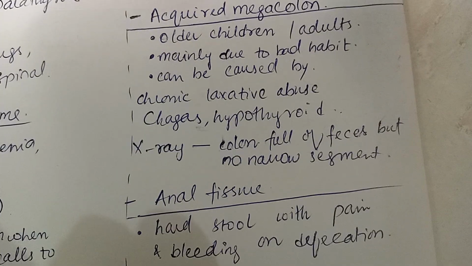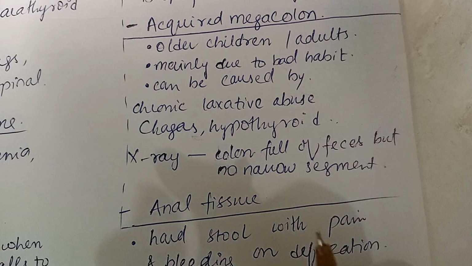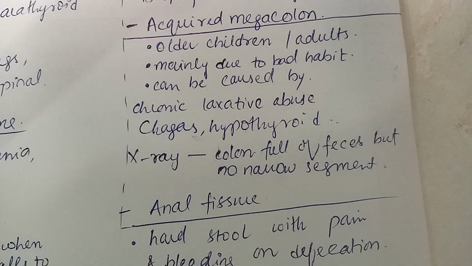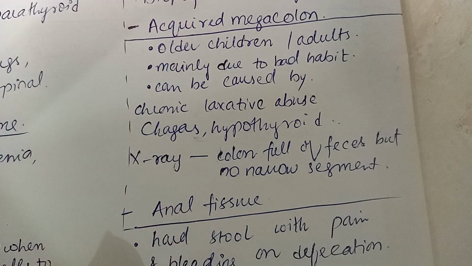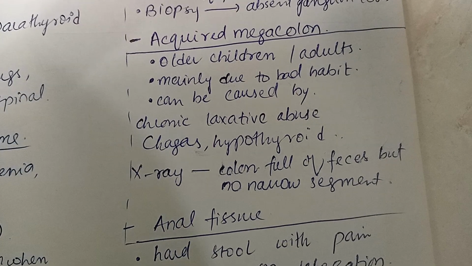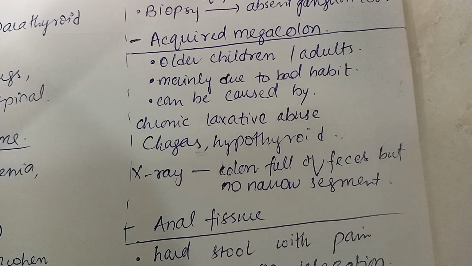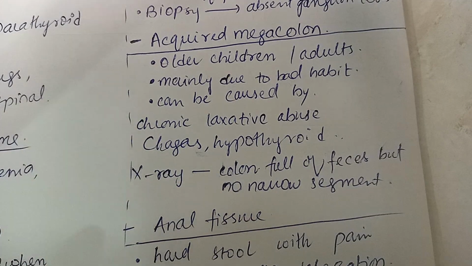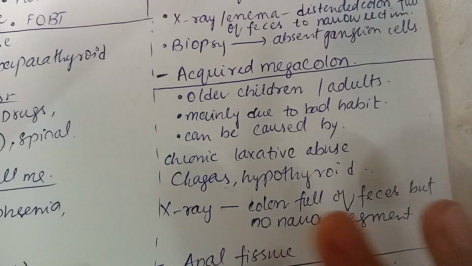Then we have anal fissure. Anal fissure is a very common complaint in children. They pass hard stool with pain, and there is bleeding on defecation. Due to severe pain, there is contraction of the anal sphincter, and it is difficult to pass the stool. And when the stool is passed, it is hard and causes bleeding on defecation.